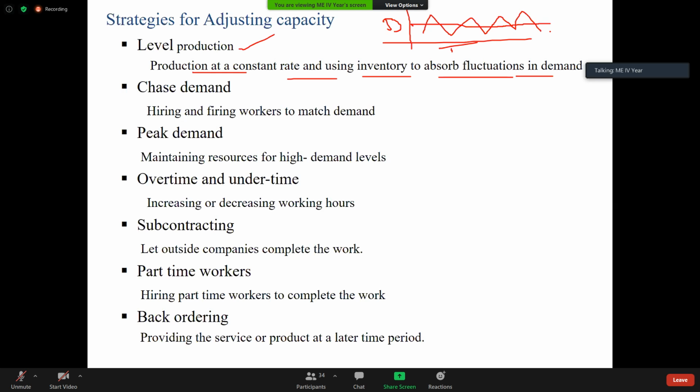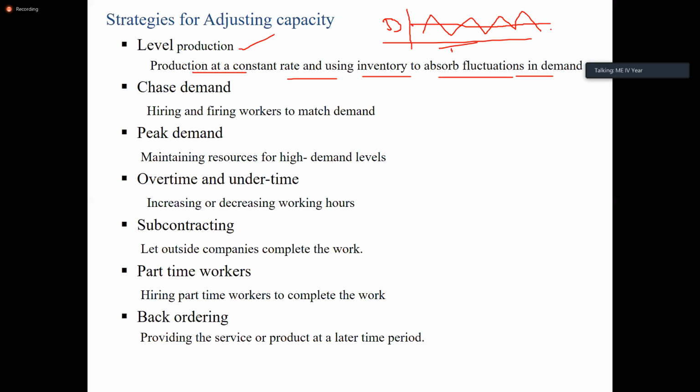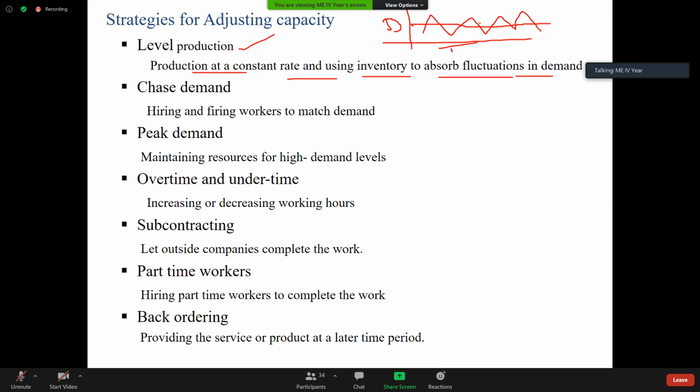Assume whatever the demand will be, I'll manufacture 100 components per month only. Sometimes in January demand increases, maybe in March it decreases, or in April it increases, it doesn't matter. If it decreases, I will use whatever the previous month's inventory is. This is one kind of level strategy.